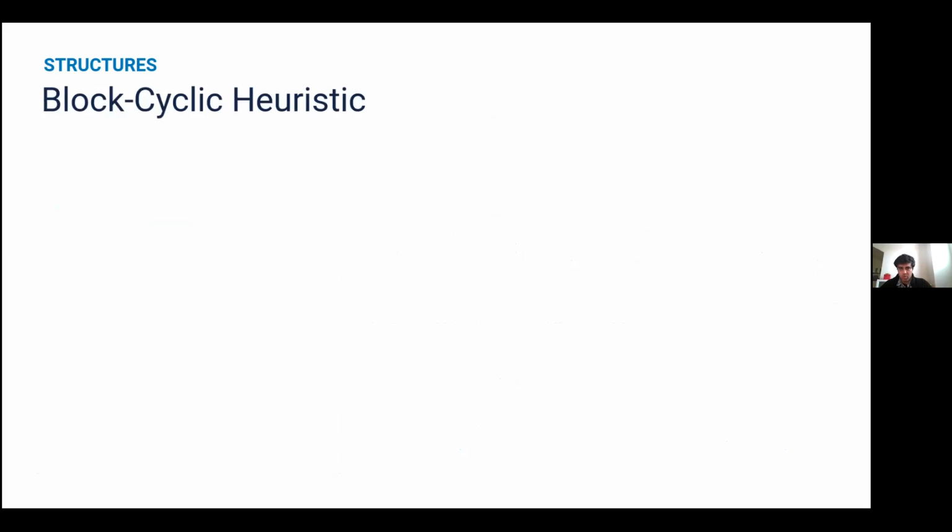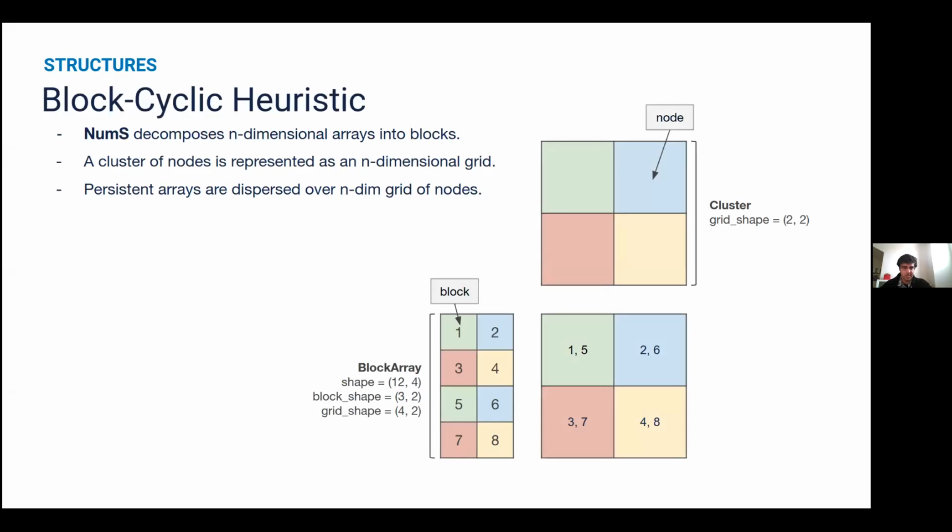So one heuristic that I think we may have already seen in class, or that we will see in class, is the block cyclic heuristic. I won't go over this mainly because I think we're already going to cover it, but it's a way of balancing load on a cluster by basically viewing a cluster of nodes as a grid of processes in some sense.